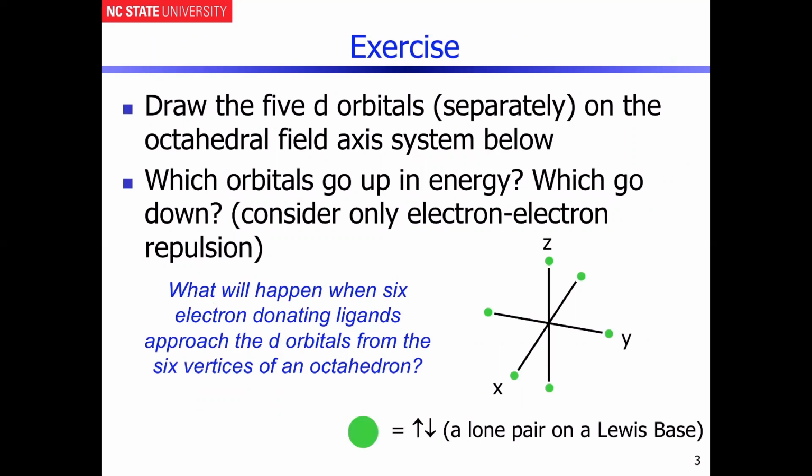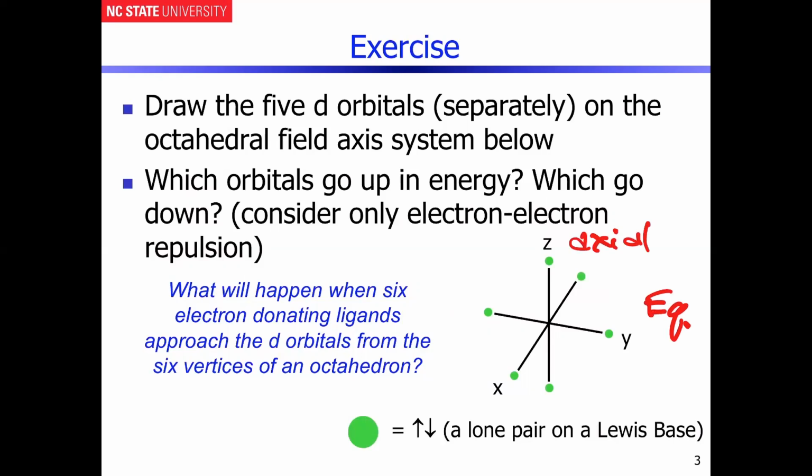If we were in class, I would have you draw this out independently, but it's done for you here. You want to draw the five d orbitals on the octahedral field axis system as shown here. So x and y are in the plane, and z is going above and below the plane. x and y are the equatorial plane, and the z-axis is the axial positions.